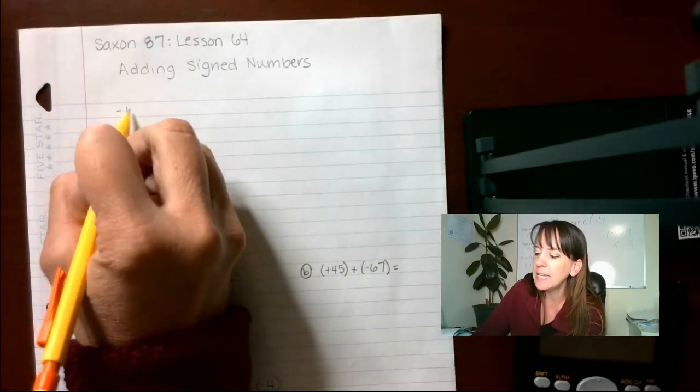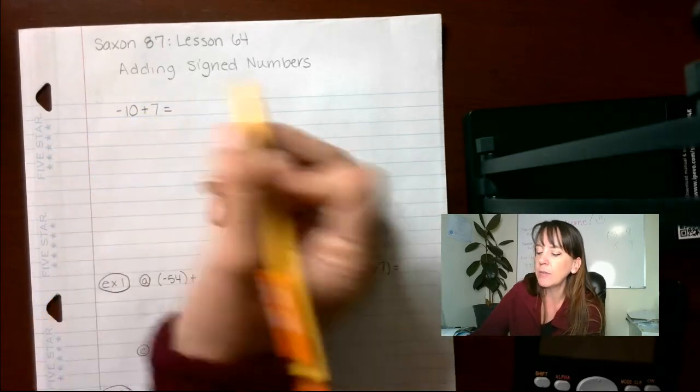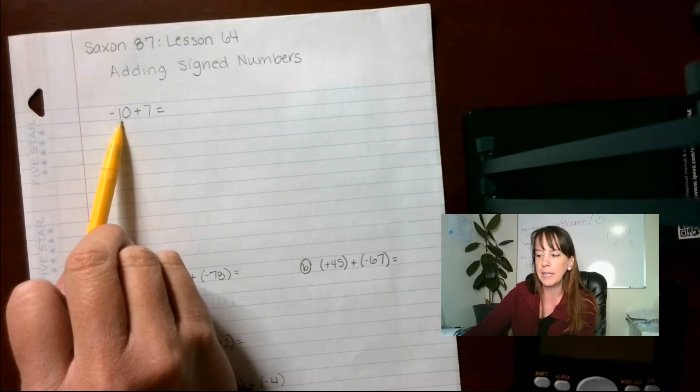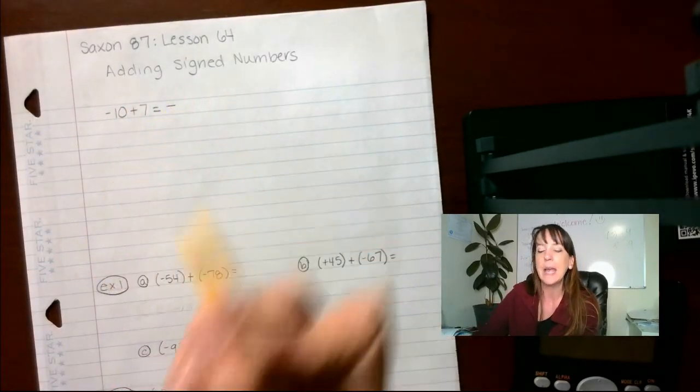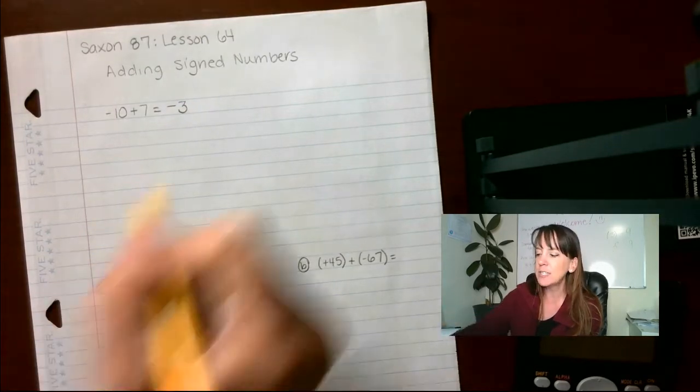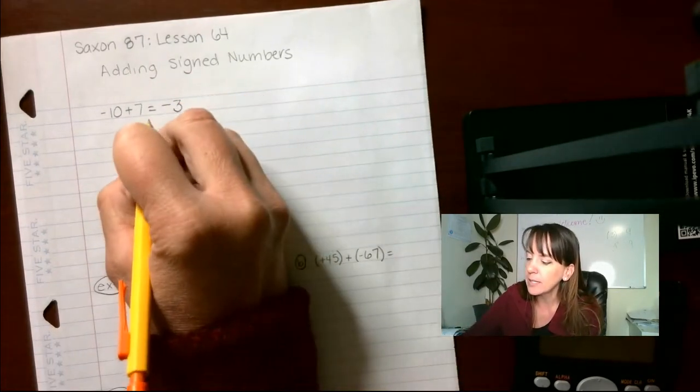If we have negative 10 plus 7, we ask ourselves which team is larger, and the negative team has more players, so that's going to be our answer. And by how many? By 3. Okay, so when the signs are different, let's write that down.